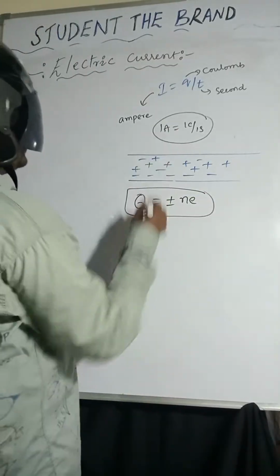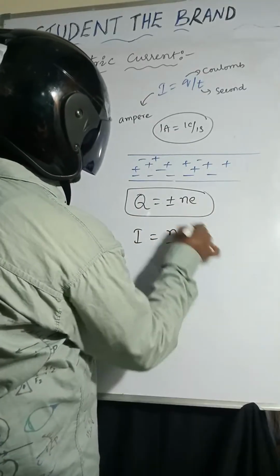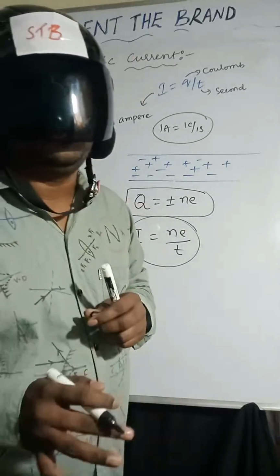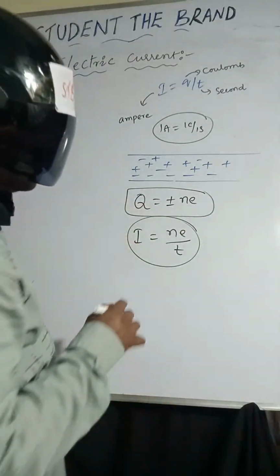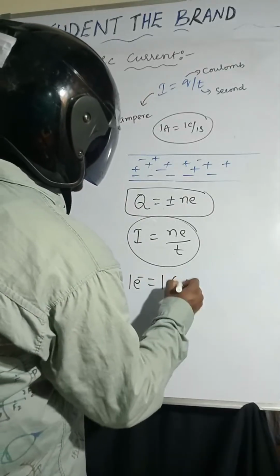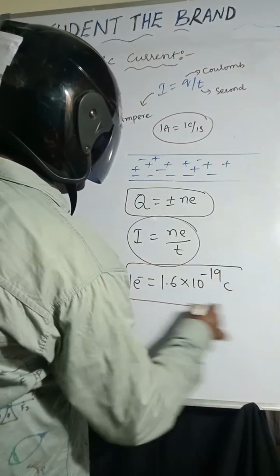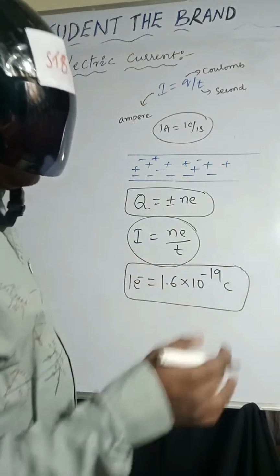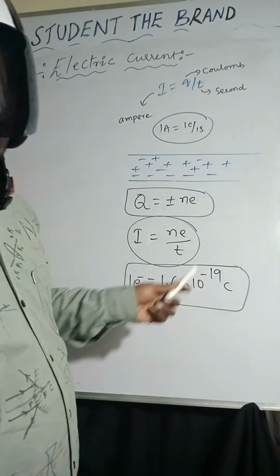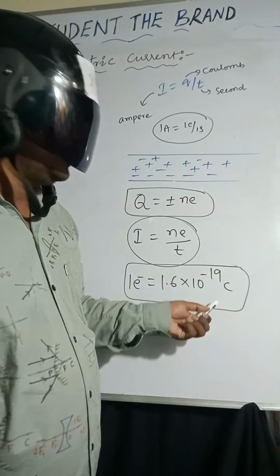So we know current I equal to Ne by T. Very important, on one electron the charge is 1.6 into 10 power minus 19 coulomb. So on one electron, how much charge is there? 1.6 into 10 power minus 19 coulomb.